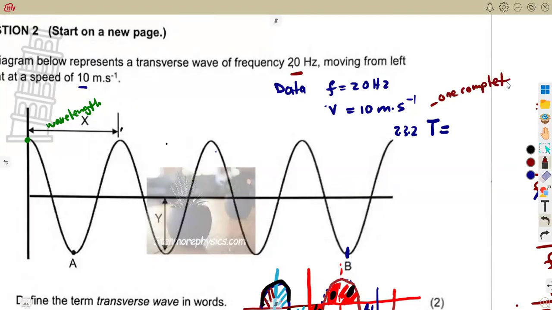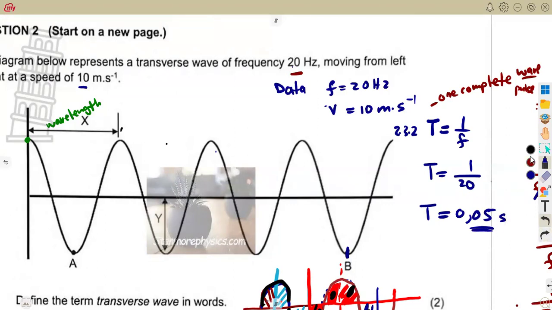One complete wave. That is one we are considering a one complete wave pulse. All right. So that is 1 over frequency. So we can calculate this one. 1 over the frequency, which is 1 over 20. So the period was going to give us what? 0.05 seconds. That is 0.05 seconds. This is the period for a complete cycle.